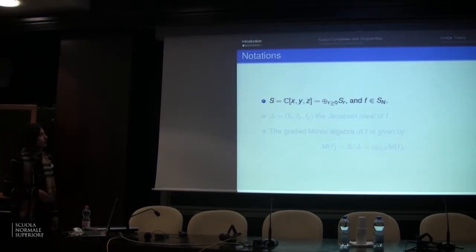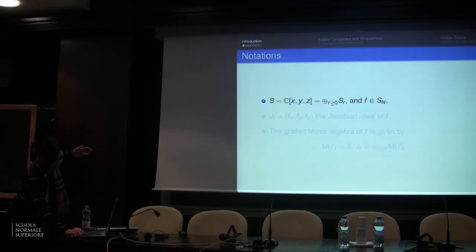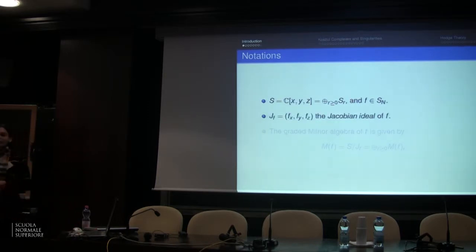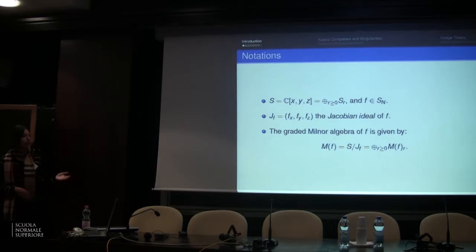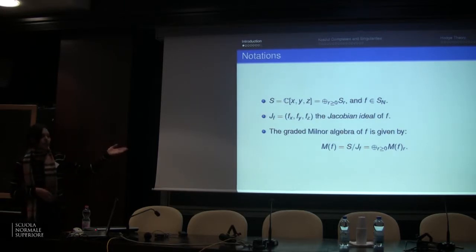The partial derivatives of f are homogeneous polynomials and they define an ideal that we call the Jacobian ideal. This ideal is also homogeneous and we consider the graded algebra S modulo J_f. It's called the Milnor algebra. And since J_f is homogeneous, M_f is also graded and the grading comes from the grading on S.